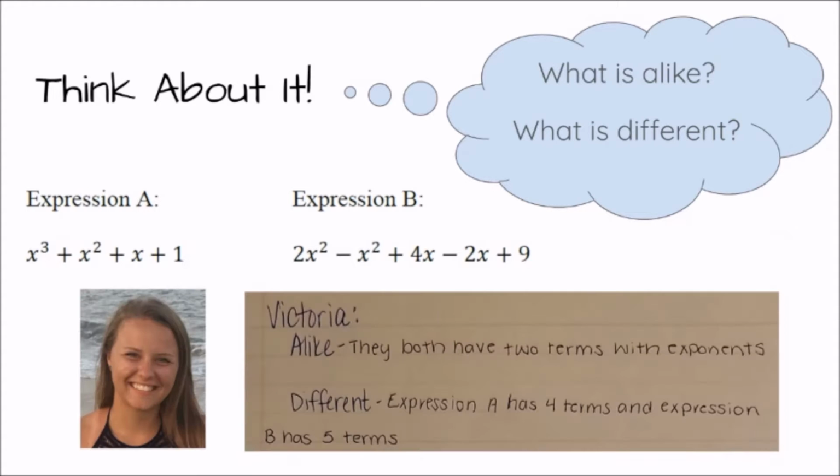Hi, Victoria. What did you notice? I noticed that they both have 2 terms with exponents. I also noticed that expression A has 4 terms and expression B has 5 terms. Well, how did you know that expression A had 4 terms and expression B had 5 terms? I counted them. Oh, all right. And Spencer just said that there were like terms in expression B. If you combine those like terms, would that change your answer? Yes, expression B would change from having 5 terms to 3 terms. 2x squared minus x squared equals 1x squared, and 4x minus 2x equals 2x. Ah, I see. Thank you, Victoria.